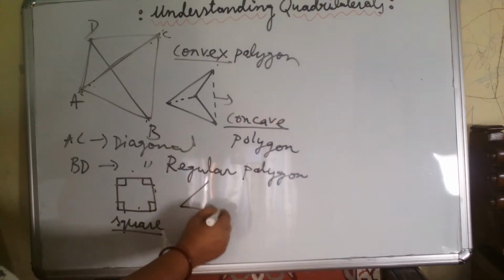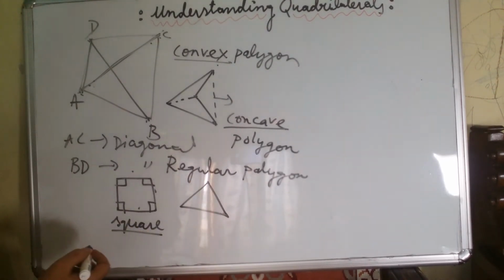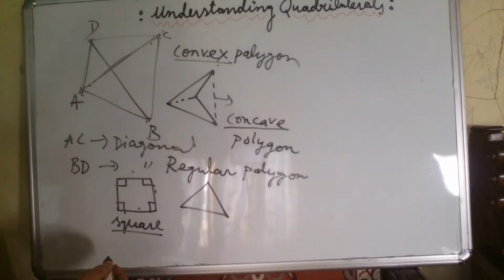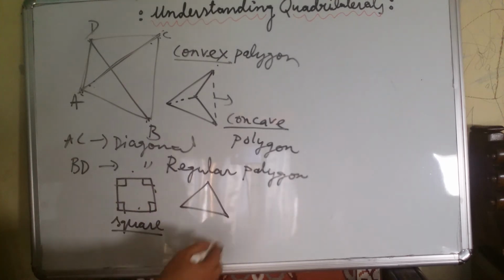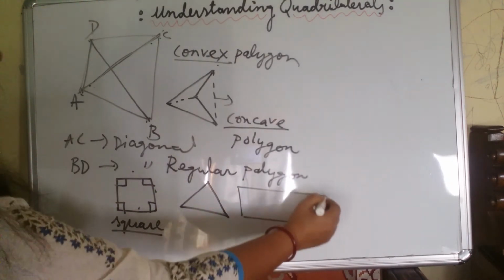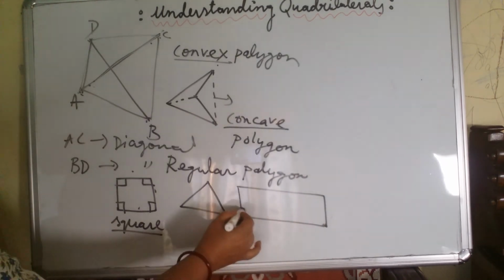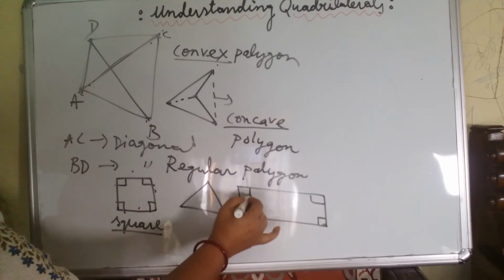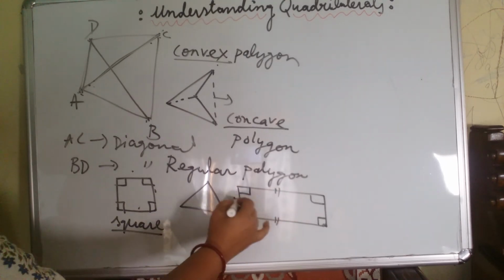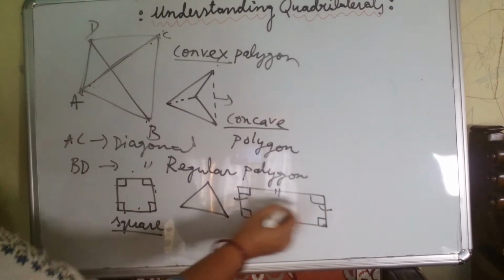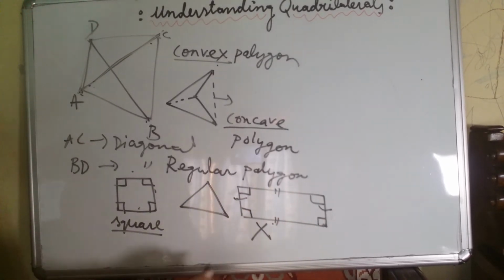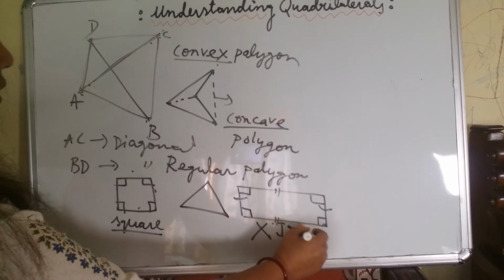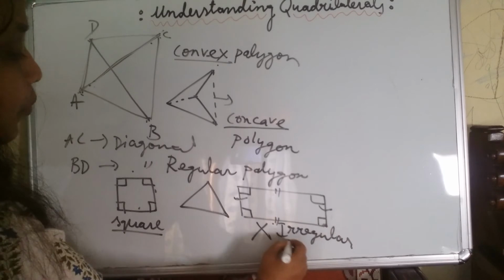In the same way, if we draw an equilateral triangle, then it will also be a regular polygon. But if I draw a rectangle, its all angles are 90 degrees, but their sides are not equal. This and this are equal, this and this are equal, but not all the sides are equal in length. So it is not a regular polygon, it's an irregular polygon.